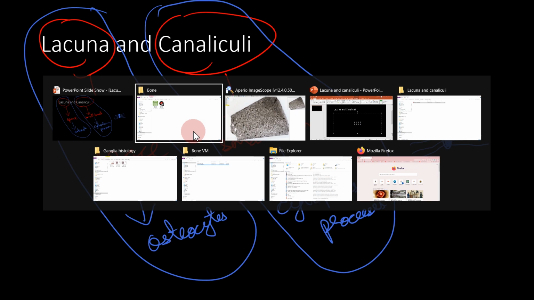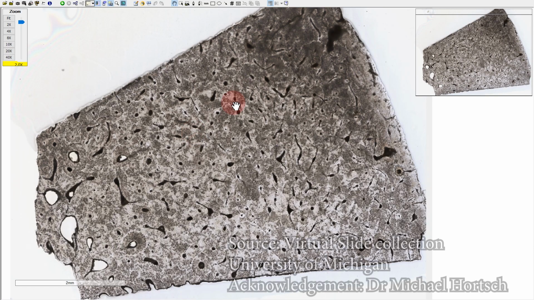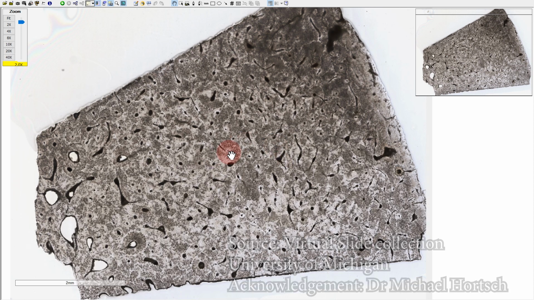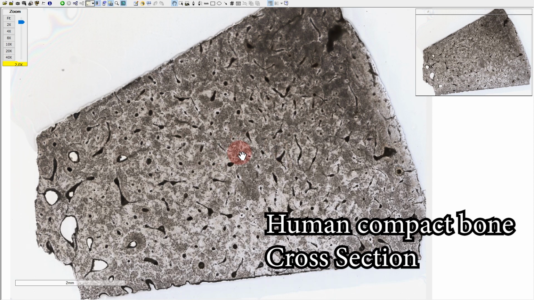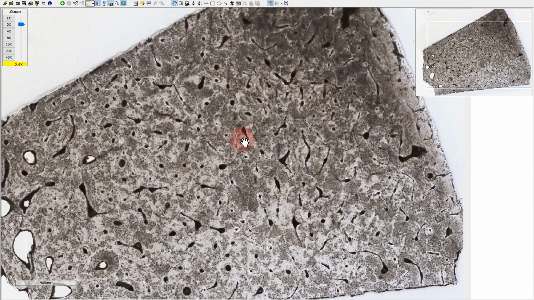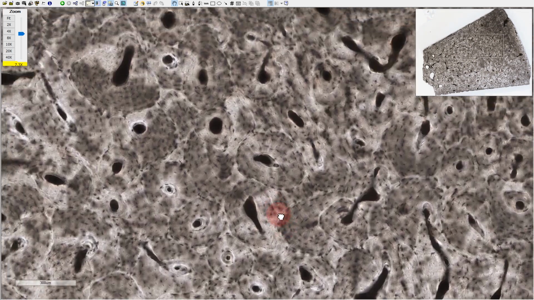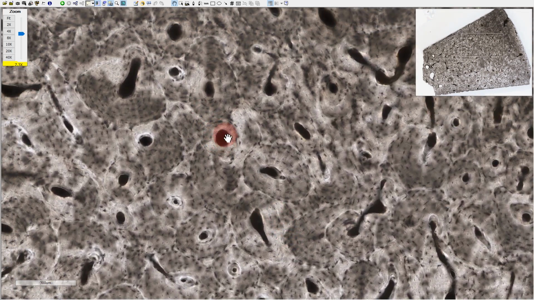Now let us have a look at these structures in a cross-sectional virtual slide of bone tissue. This is bone tissue. You are seeing a cross-section of the compact bone tissue, and I'm going to zoom in into that compact bone. And as you know, compact bone is filled with Haversian systems. All these black structures that you see here are Haversian canals.